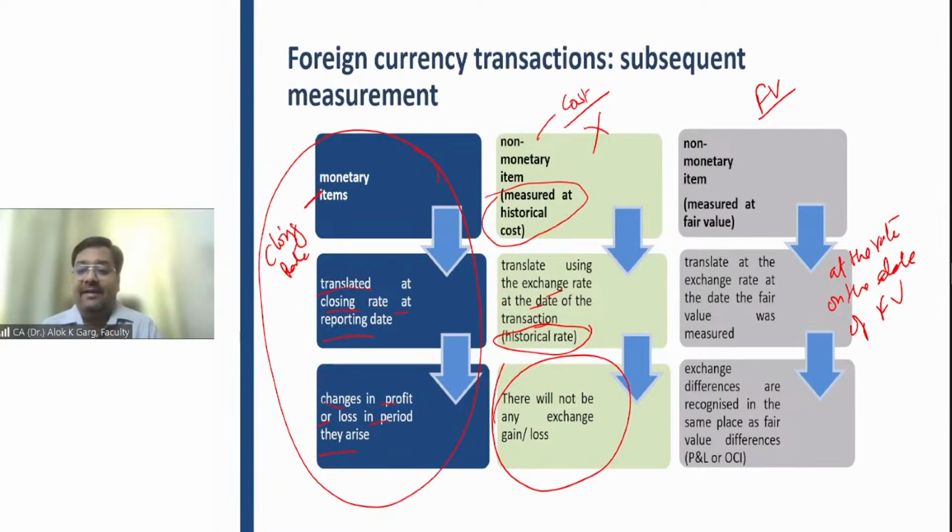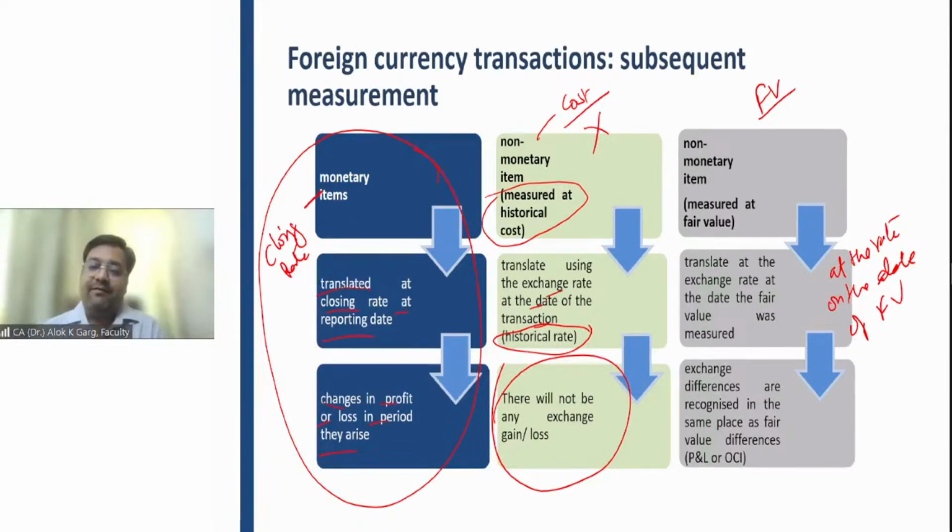Now the non-monetary item. In case of a non-monetary item, you need to just check if the non-monetary item is presented at the closing rate or the historical rate. For example, PPE, intangibles, inventory, if it is at cost model, then nothing is required. It has to be at the historical rate only, right? No exchange gain, no exchange loss.